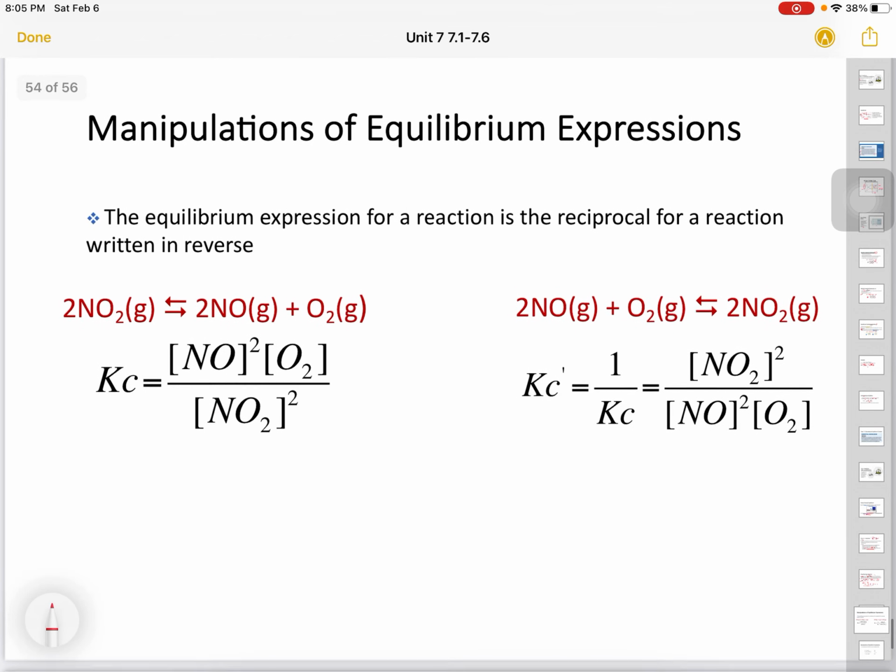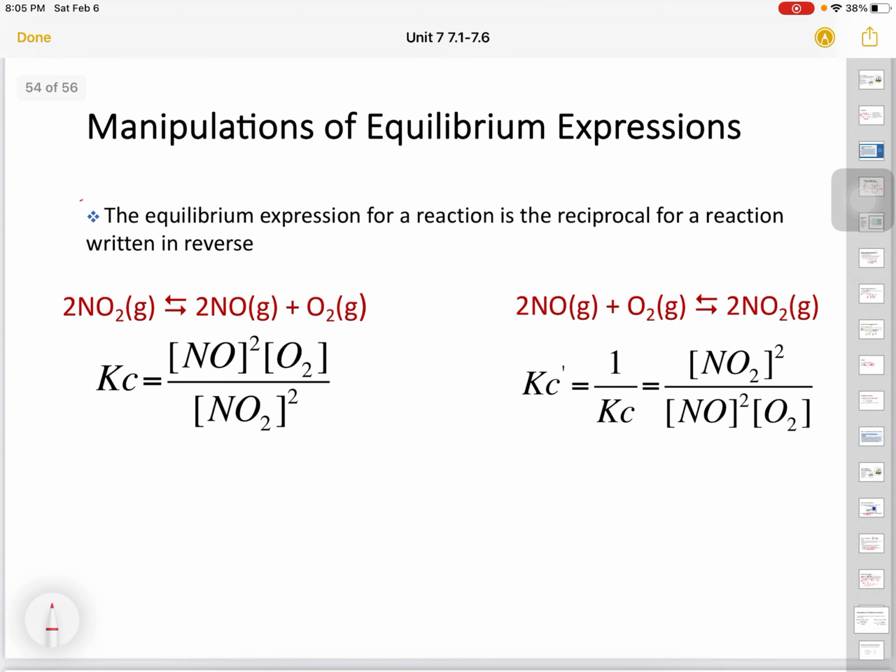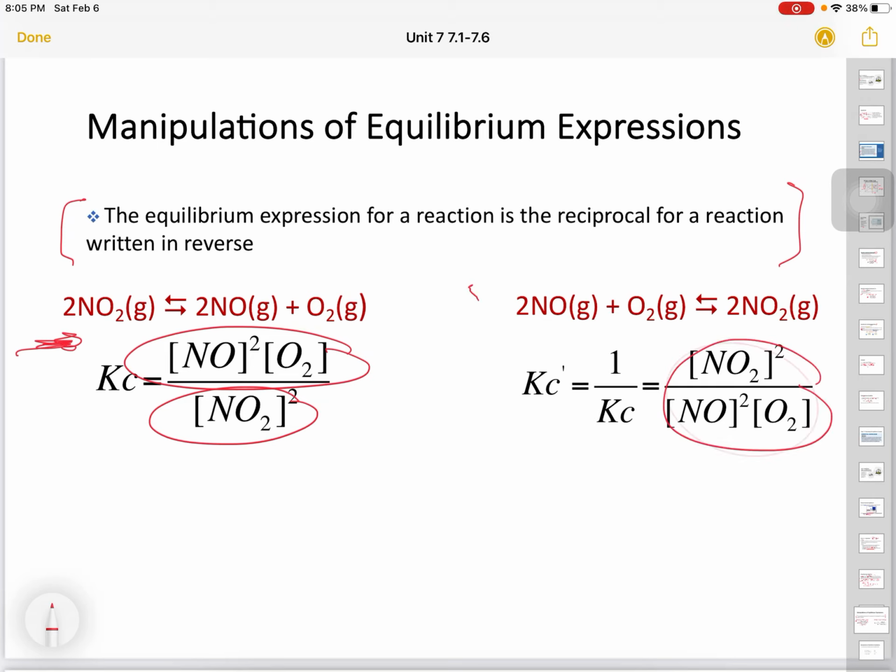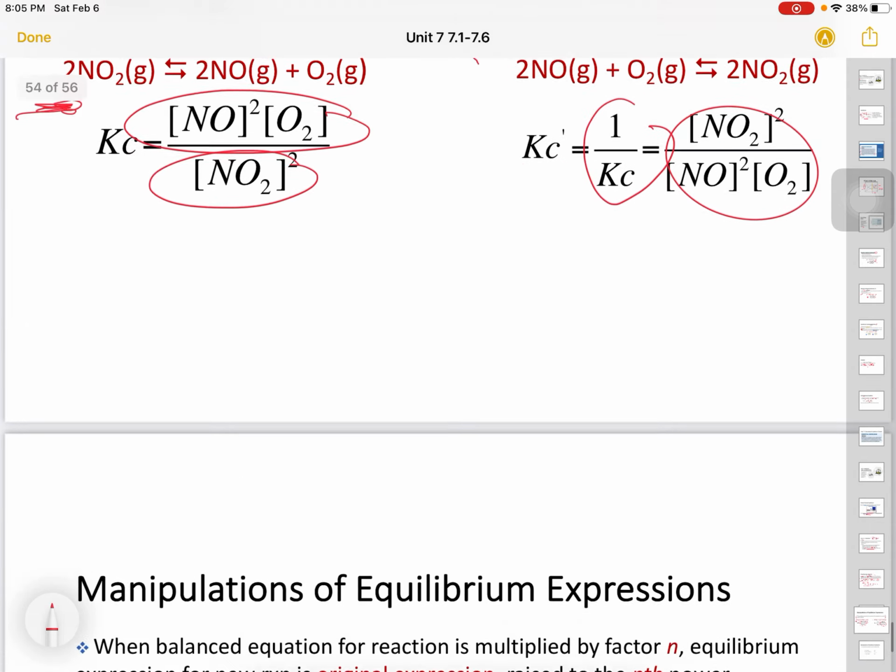So here's the first example. The equilibrium expression for a reaction is a reciprocal for a reaction written in reverse. So we have the way that it's written here on the left-hand side. Here's our product over our reactants. Well, if I write my reaction the opposite way, my K expression would be written the opposite way, which is just the inverse, the reciprocal of it.